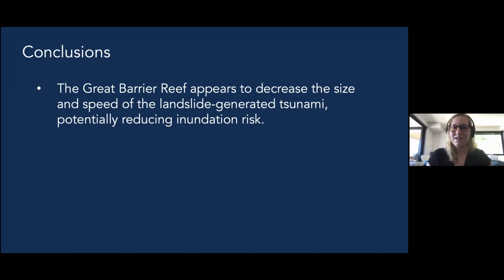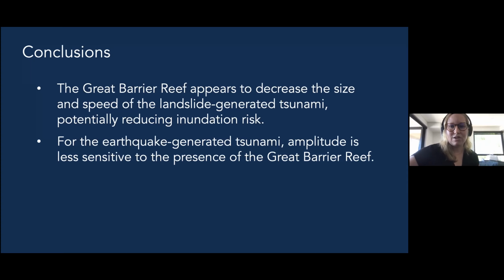Okay, so just going to my conclusions, it appears that the Great Barrier Reef on both an ecosystem scale and a regional bathymetric scale significantly attenuates wave energy for landslide-generated tsunamis, and this potentially reduces the inundation risk for these cases, and this is good for us because landslide-generated tsunamis are very difficult to predict and forecast for. And on the other hand, the earthquake-generated tsunami was much less sensitive to attenuation. Still, there was a buffering effect there, but it's less sensitive to attenuation by bottom friction in comparison because of its relatively low amplitude offshore.